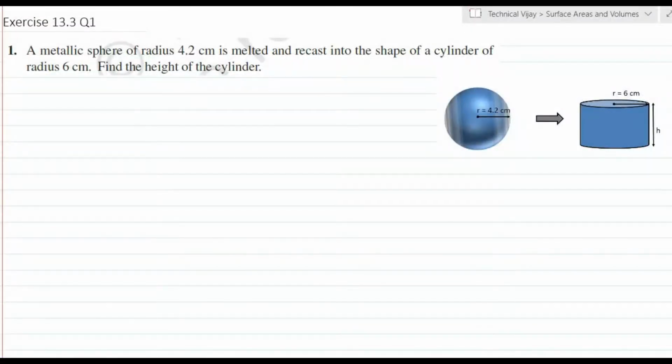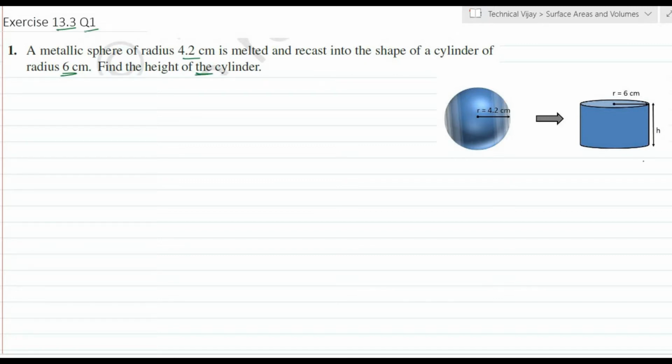So welcome students. Today we will see exercise 13.3, question number 1. A metallic sphere of radius 4.2 centimeter is melted and recast into the shape of a cylinder of radius 6 centimeter. So this radius is 6 centimeter. Find the height of the cylinder.